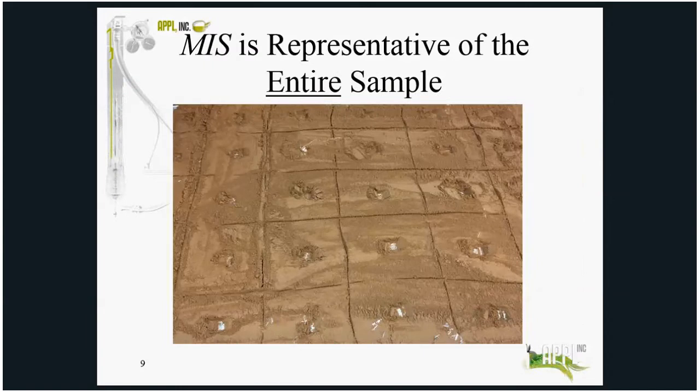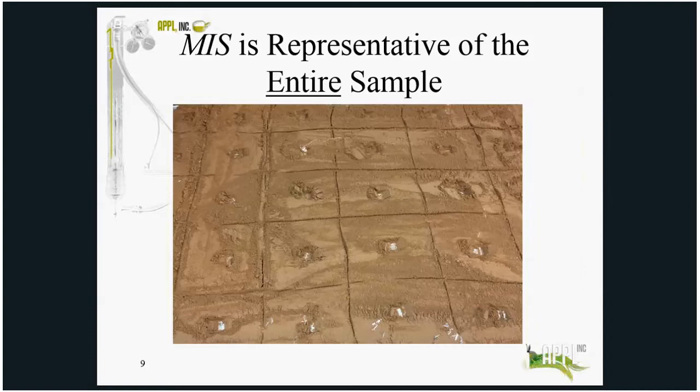Now, this is a picture of a 2-dimensional Japanese slab cake. This is an MIS sample, and the entire sample is used in the sampling process. A minimum of 30 increments is used. The more increments you use, the better, just like in the field.